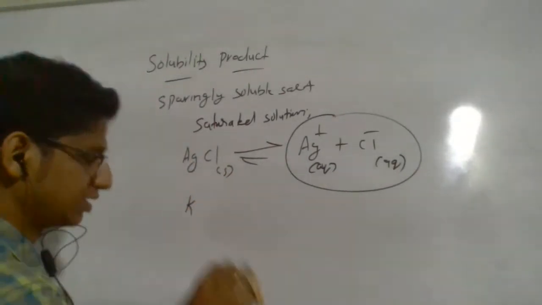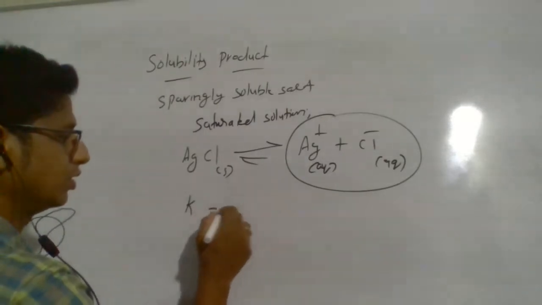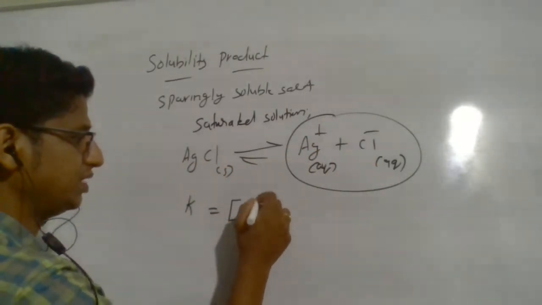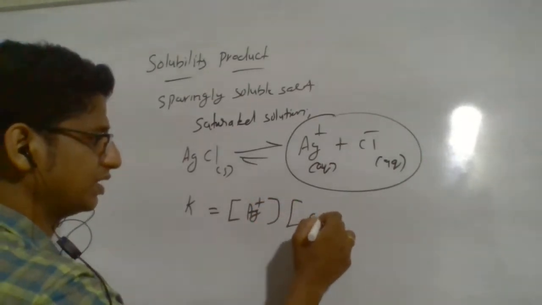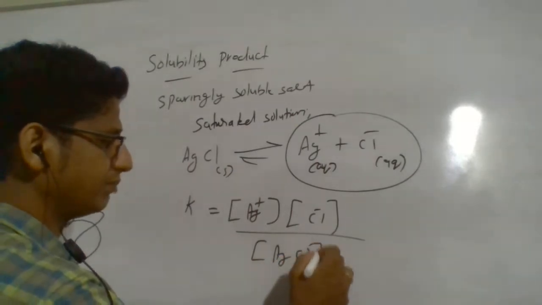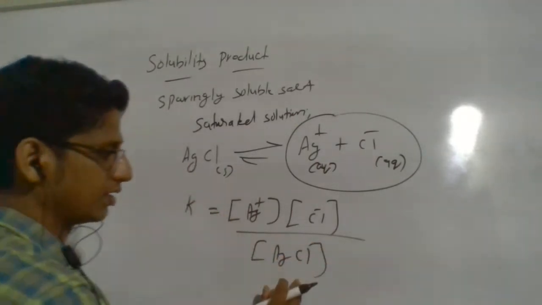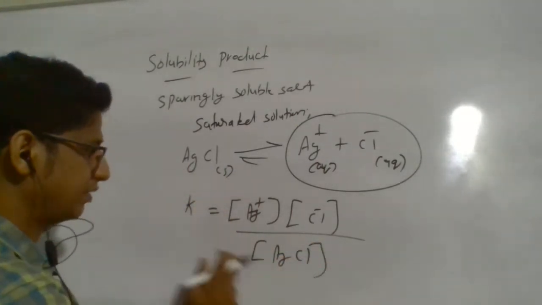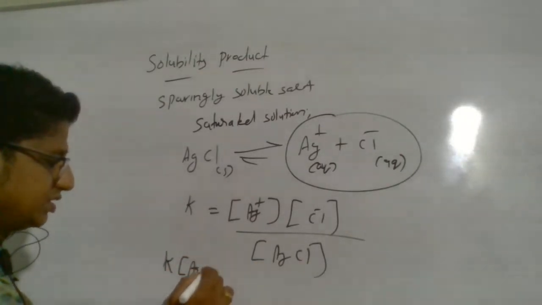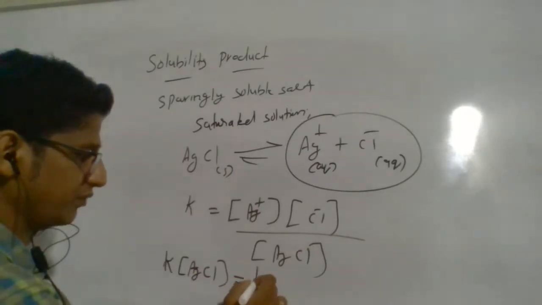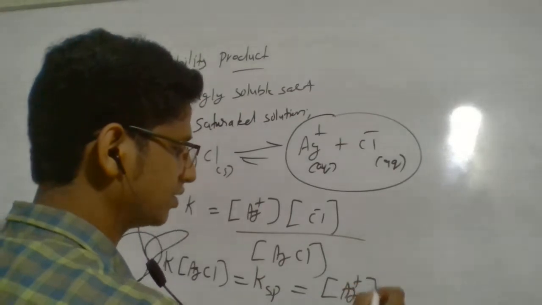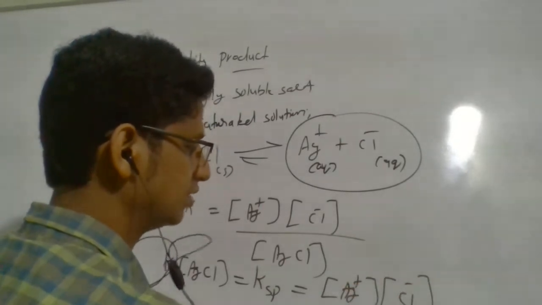Equilibrium constant K is equal to concentration of product divided by concentration of reactant. So concentration of Ag plus into concentration of Cl minus divided by concentration of AgCl. We keep the concentration of solid as a constant, so this part will be constant. So K into AgCl will be another constant, which we will call KSP, which is nothing but the product of concentration of ions.